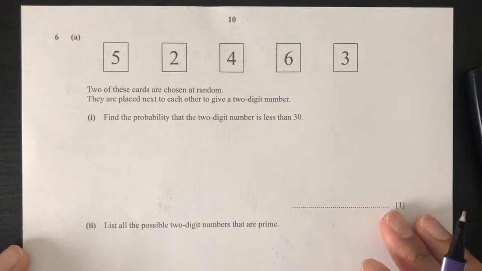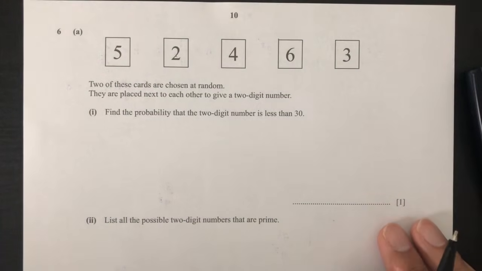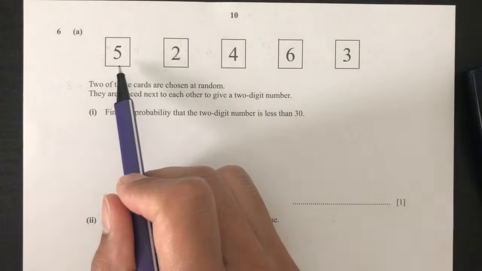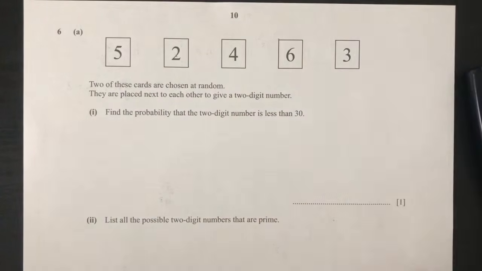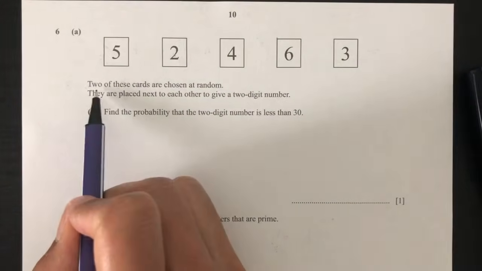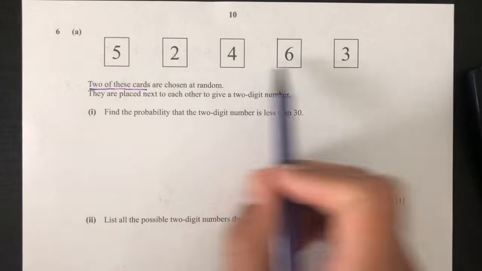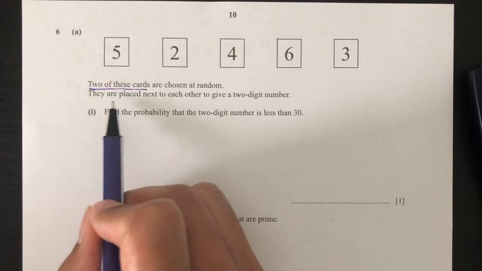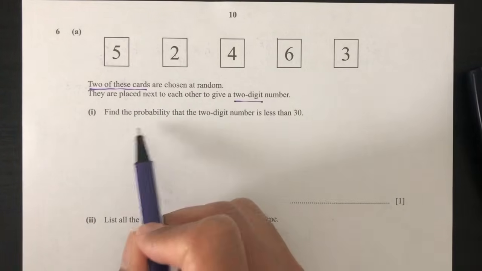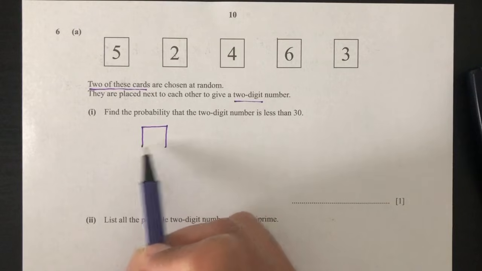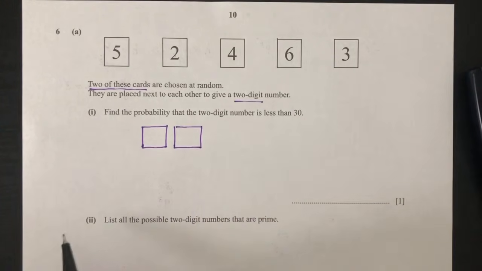Now let's move on to question number 6, we have part A. We have 5 numbers, so 1, 2, 3, 4, 5. They are all different, right? And it says 2 of these cards are chosen at random. So we have to choose 2 cards from these 5 cards. They are placed next to each other to form a 2-digit number. So we have to choose them and place them next to each other to form a 2-digit number.